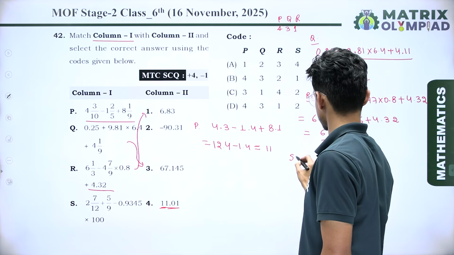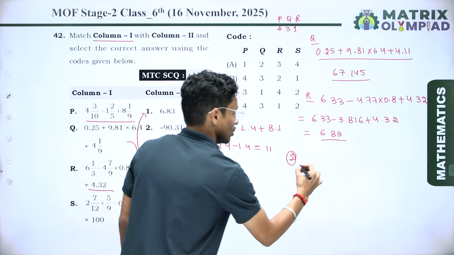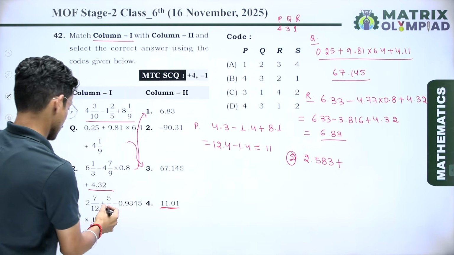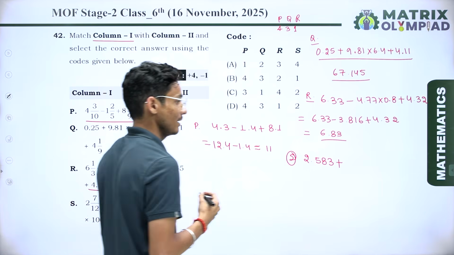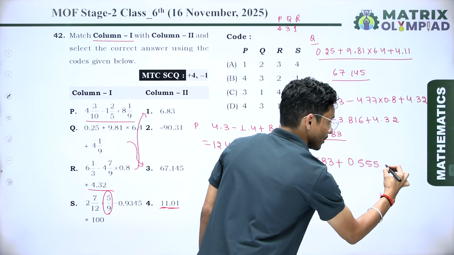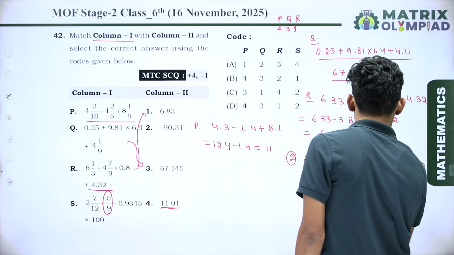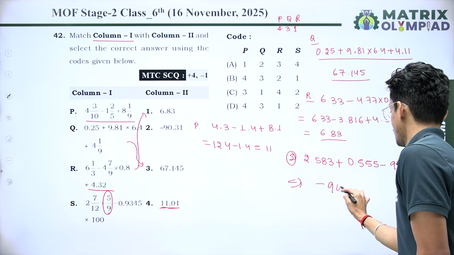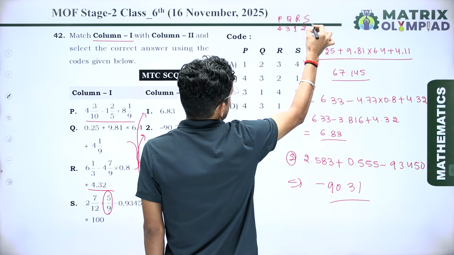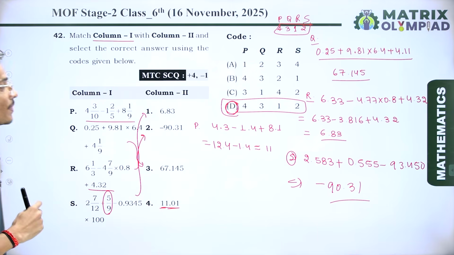And last, here we have S. So here 2 and 7 by 12. So I can write here 2 and 7 by 12, that is 2.583 plus here we have 5 by 9. So I can write here 5 by 9, that is 0.555 minus here when we multiply this, so I can write here 93.450. So when we simplify it, we get answer that is 90.31. It means S is connected to 2. So here S is connected to 2. So the correct option is 4312. It means option number D is the correct answer over here.